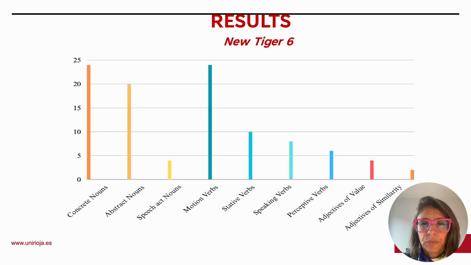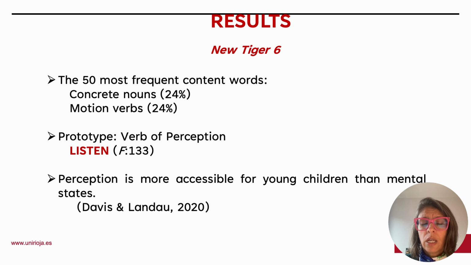Our results also showed that regarding the elaboration of prototypical word lists, we could find that following the semantic approaches proposed by Dixon and Biber in terms of concrete, abstract, speech act nouns, motion, stative, speaking, perceptive verbs, and adjectives of value and adjectives of similarity, in New Tiger 6, according to the figure, we find that most of the content words or prototypical content words within the 50 most frequent words were concrete nouns with 24% and motion verbs with 24%.